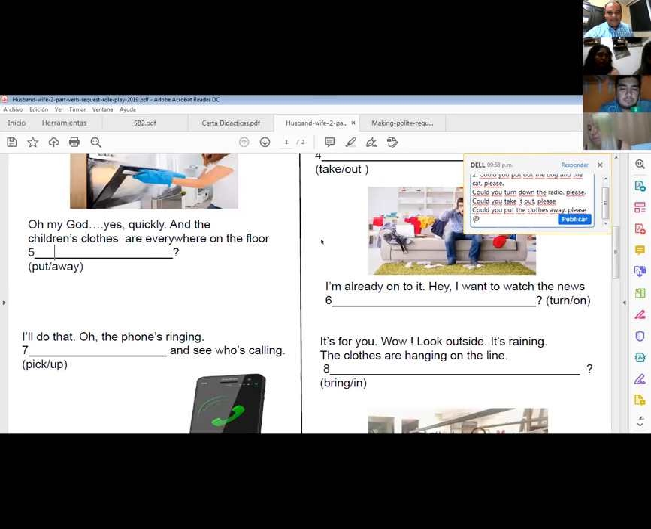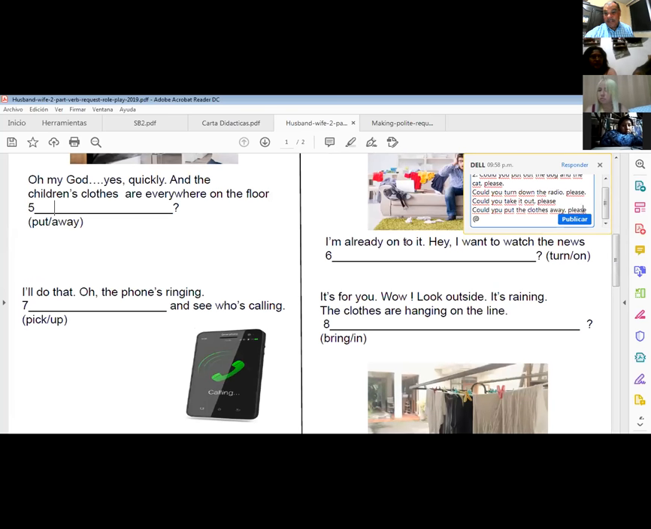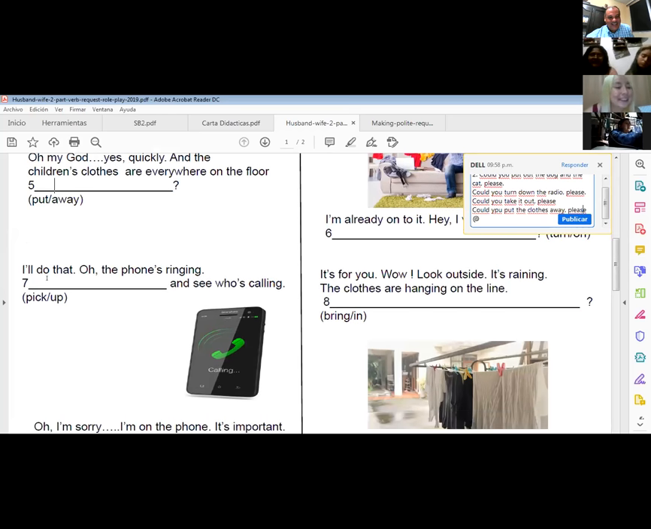Now, the next one. So he says, I'm already onto it. Ya estoy haciéndolo. Hey, I want to watch the news. Could I turn it on? ¿Lo puedo encender? Could I turn it on? Le pregunta pidiéndole permiso como todo buen marido. Muy bien. Could I turn it on? I'll do that, dice ella. I'll do that. Yo lo hago.